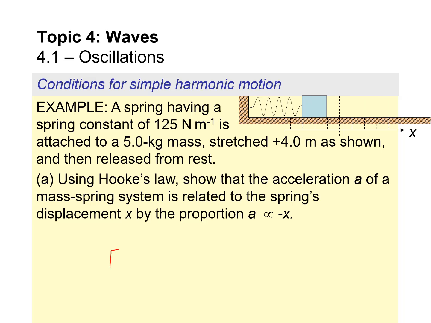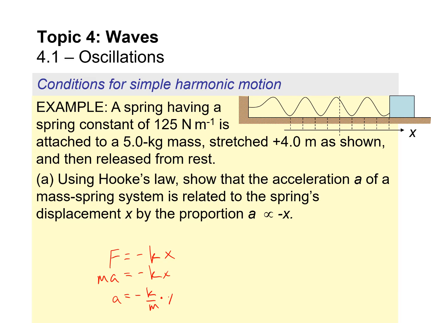So Hooke's law says the spring force is equal to negative k times x. But force is just mass times acceleration. There's no other forces acting in the horizontal direction. So ma equals negative kx. Remember, these are vectors, acceleration and displacement. So a is equal to negative k over m times x. K and m are both constants, so the acceleration then is proportional to negative displacement.